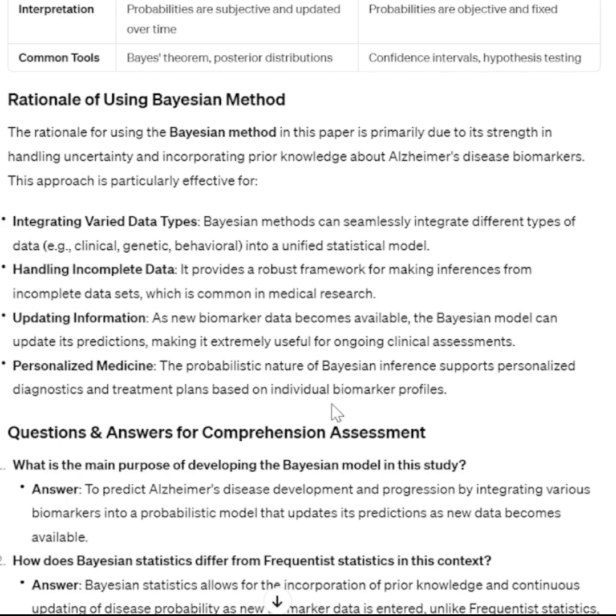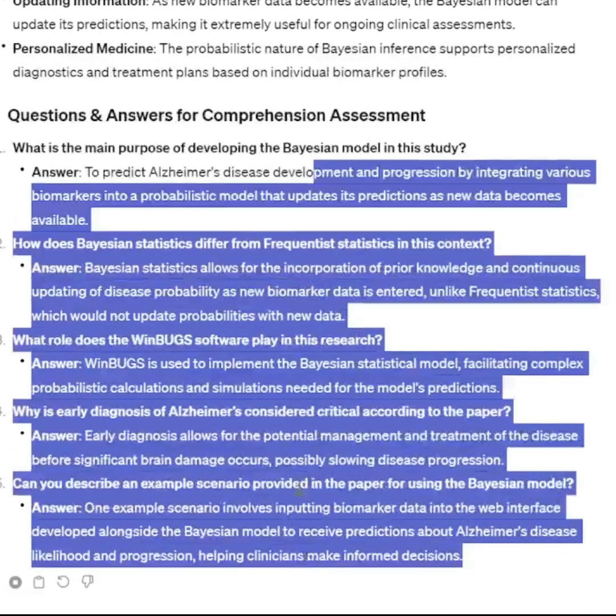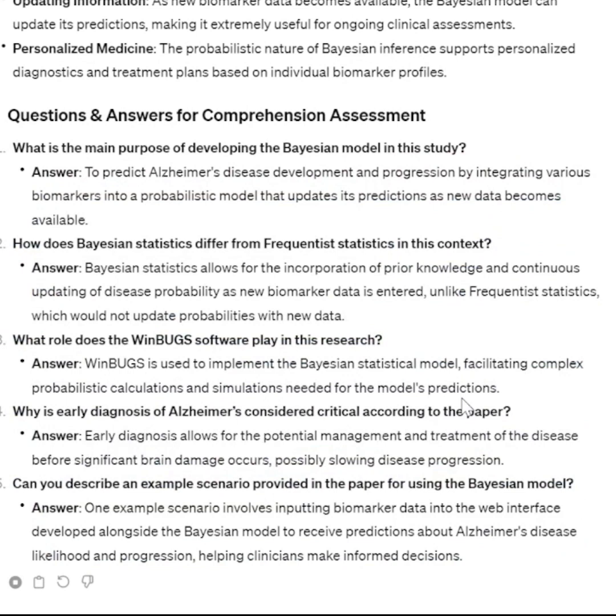The rationale for using the Bayesian method in this paper is primarily due to its strength in handling uncertainty and incorporating prior knowledge about Alzheimer's disease biomarkers. This approach is particularly effective for integrating varied data types. Bayesian methods can seamlessly integrate different types of data, e.g., clinical, genetic, behavioral, into a unified statistical model.